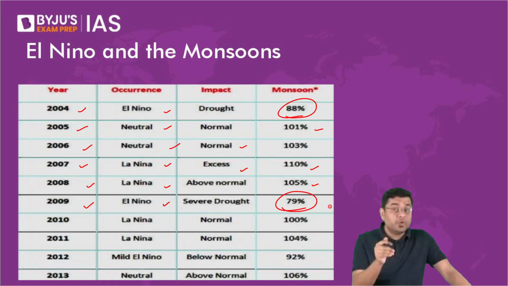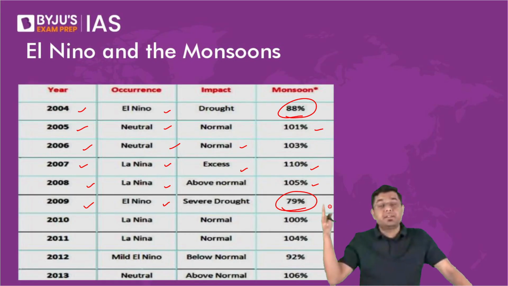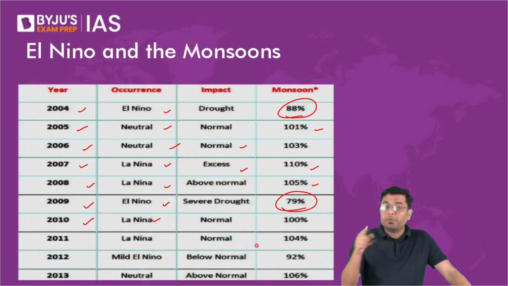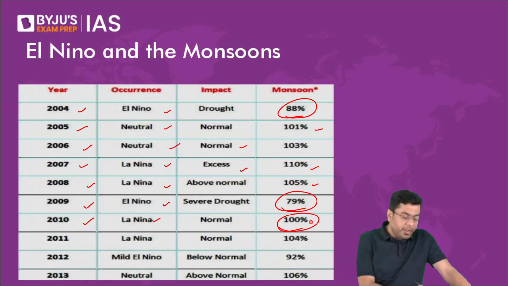So El Nino and La Nina have a larger impact on the Indian economy and Indian food security as well. 2010, it reverted back to La Nina, but because it was reverting from an El Nino condition, you had normal rainfall.